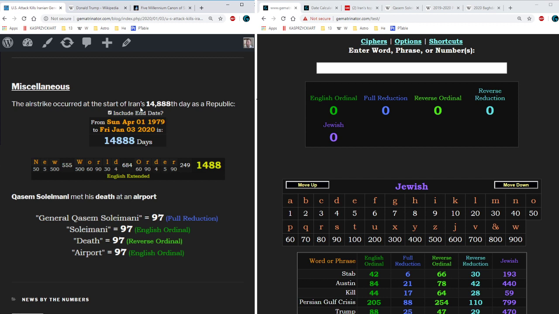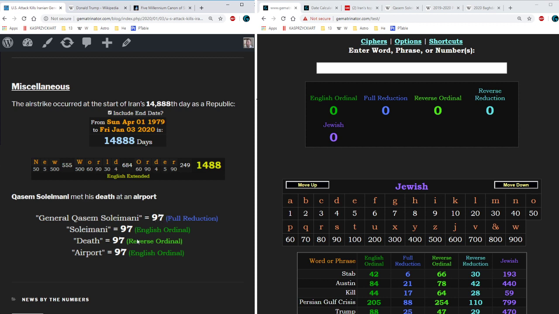I found it interesting that today is Iran's 14,888th day as a republic. Pretty similar to the Gematria of New World Order. It appears as if Iran is now about to fall under the New World Order's control.